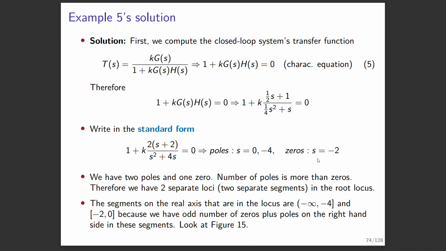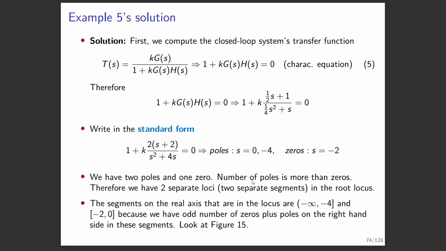Remember that in this case, if you have the number of poles being more than zeros, we get a certain condition in the table. If you go back to the table, that tells us about the number of separate loci. If you have more poles than zeros, the number of poles is going to be the number of separate loci, which is 2. So I'm going to have 2 line segments in my root locus. The segments on the real axis that are in the locus now are going to be negative infinity to negative 4 and negative 2 to 0.